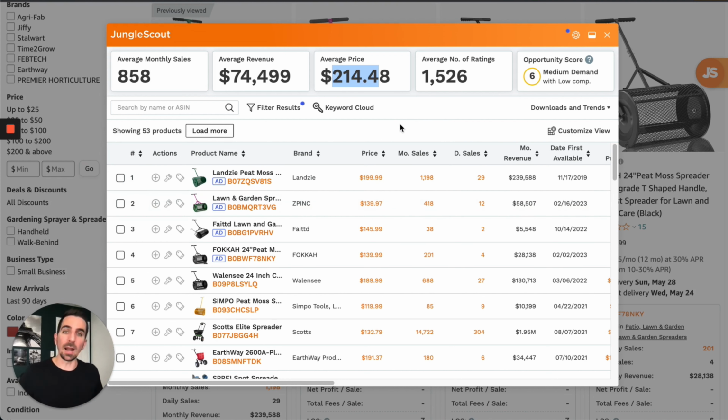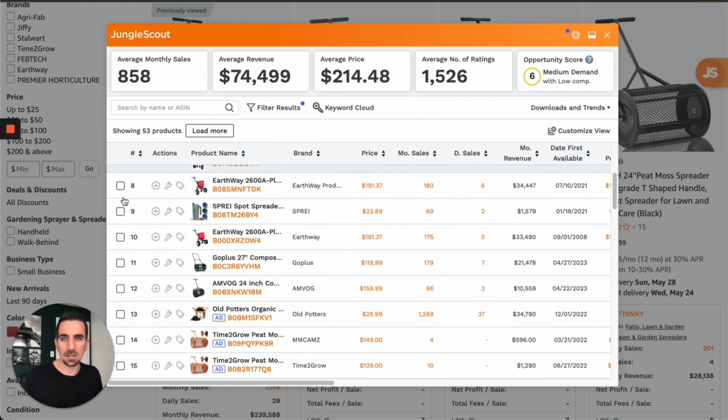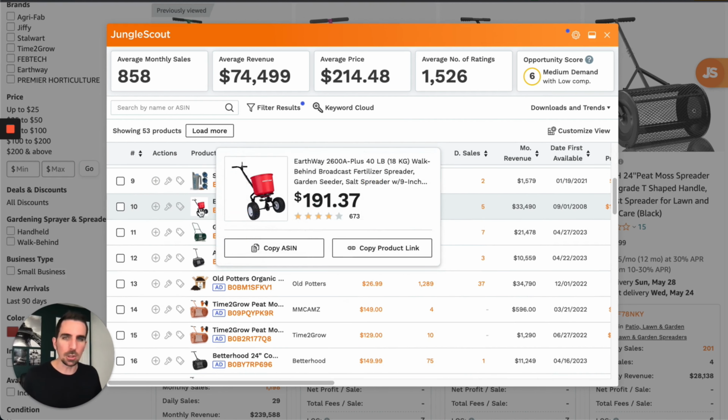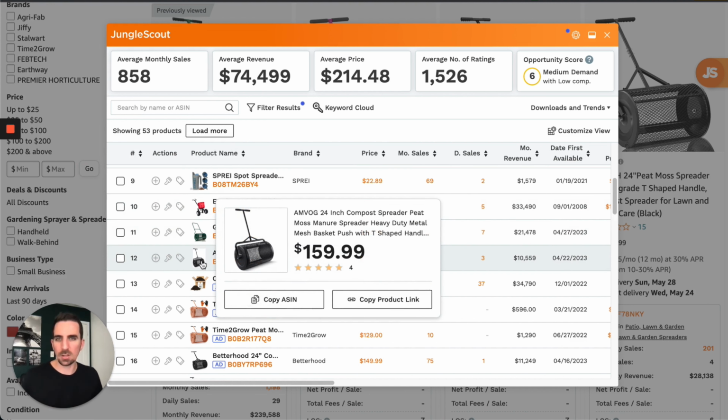But normally what I would do is I don't pay too much attention to the opportunity score at first, because most people don't realize that they need to come through this list and really look at the products and make sure they're comparing apples to apples. So this little red one right here is not exactly the same sort of product as these drum-shaped ones that we were looking at.